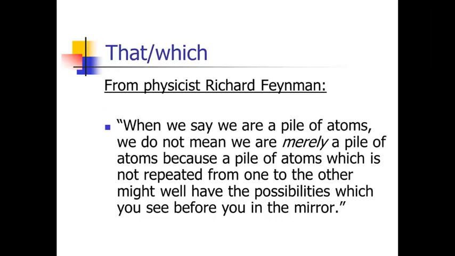And just to show you that even some of the best writers get these little grammar things wrong, the late physicist Richard Feynman was a wonderful writer, also a wonderful researcher. I'll be using examples from his writing in this course as examples of good writing. But here's something he had written. When we say we are a pile of atoms, we do not mean we are merely a pile of atoms, because a pile of atoms which is not repeated from one to the other might well have the possibilities which you see before the mirror. And notice there's two whiches in there. Notice they're not set off with commas. Those are actually essential pieces. So actually both of those should have been that's. So even the best of us get these things wrong occasionally, but pay attention, try to get them right when you can.